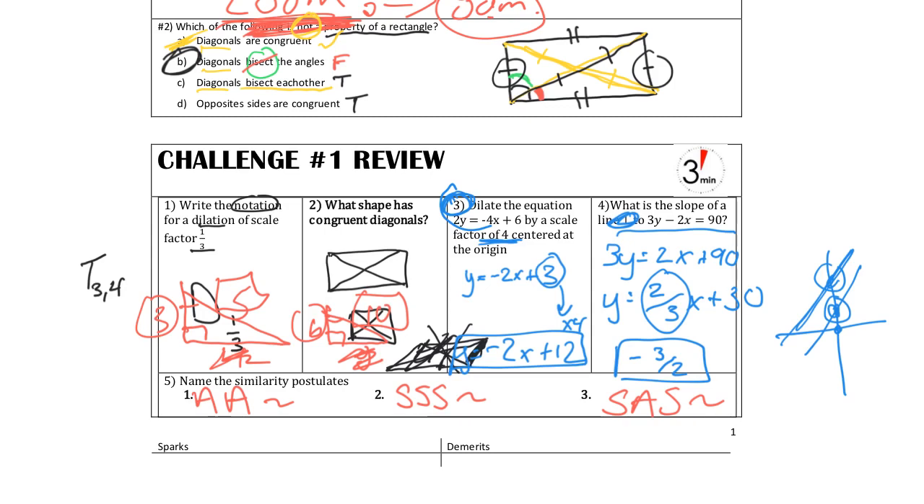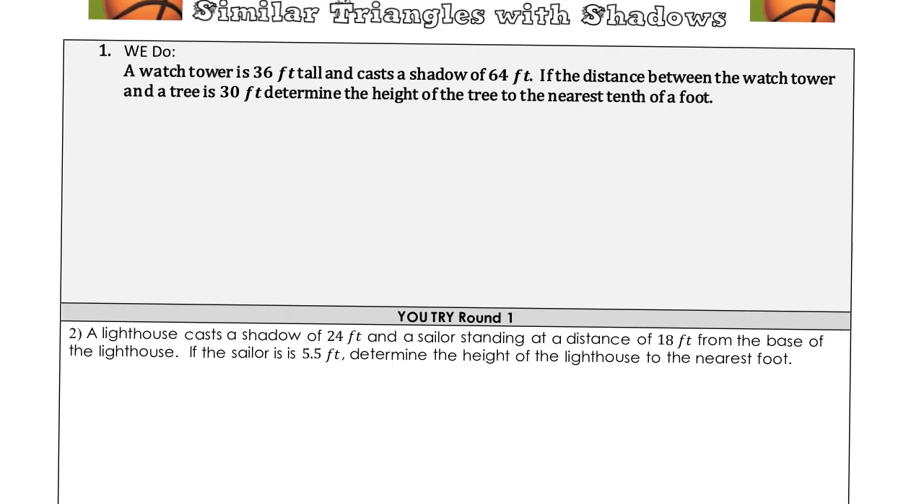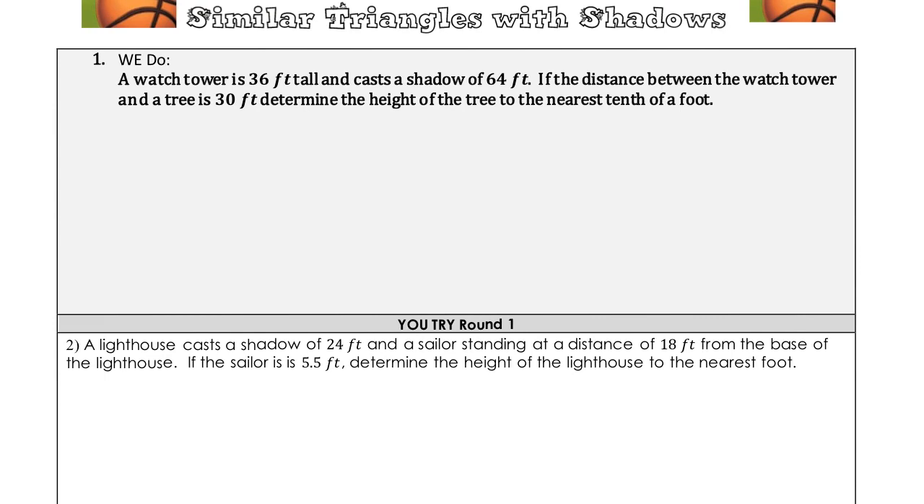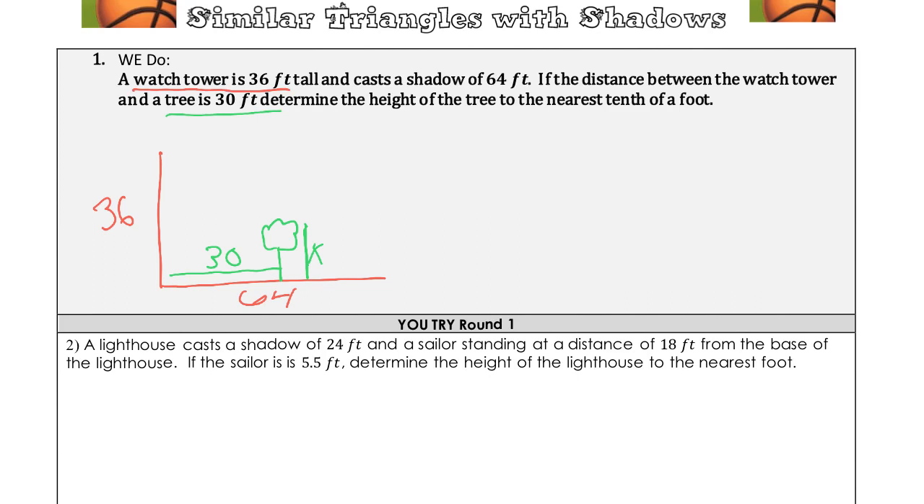All right, let's go to the next page. So a really common problem in unit 7 is similar triangles with shadows. So the first step is always to draw a really good picture. So a watchtower is 36 feet tall, okay, and casts a shadow of 64 feet. So shadows go on the ground. If the distance between a watchtower and a tree is 30 feet, okay, so the watchtower and the tree, they're 30 feet apart. Determine the height of the tree to the nearest tenth of a foot.